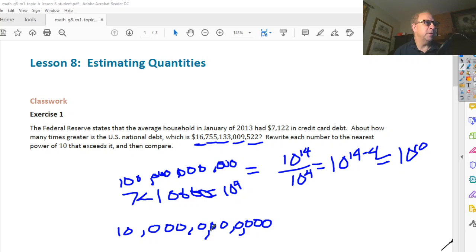So 100,000 millions, trillions. So that should be 100 billion times larger. So the U.S. national debt is 100 billion times larger than the average U.S. debt.